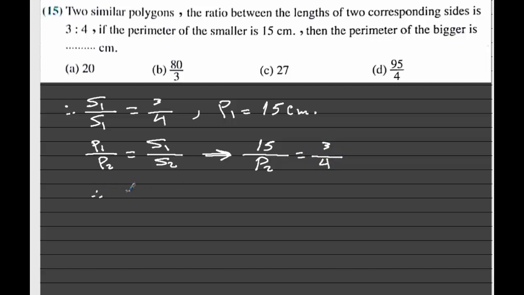And we use cross multiplication. So P2 equals 4 multiplied by 15 over 3, which equals, divide 3 by 3 equals 1, divide 15 by 3 equals 5, so the result equals 20. Here we write 20 and we choose letter A.